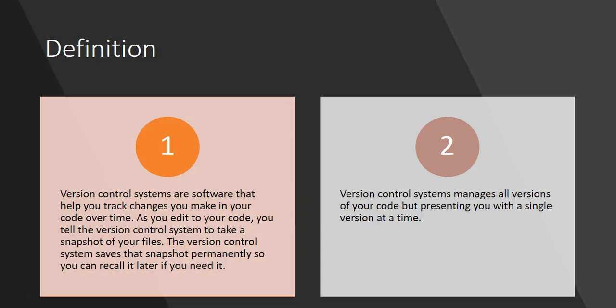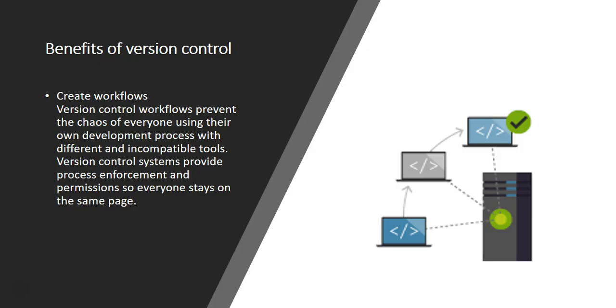Version control system manages all versions of your code, but presents you with a single version at a time. It's your wish if you want to roll back to a previous version or some other version that you had saved. Okay, so benefits of version control.